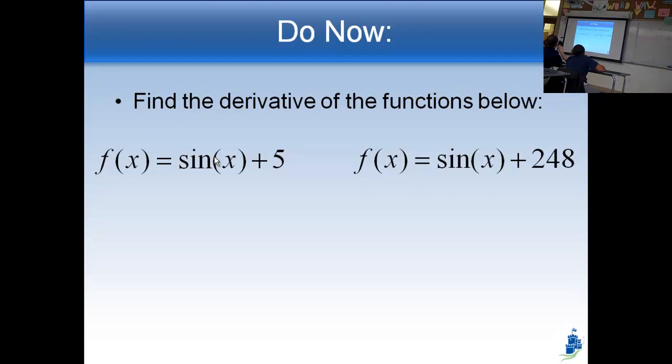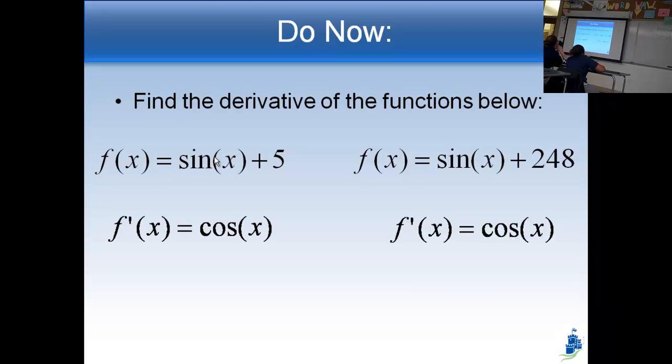All right. Anyway. So what's the derivative of sine x plus 5? It's cosine. Is it? Yeah. Yeah, that's right. What's the derivative of sine x plus 248? Okay, and the reason why this is the case, of course, is because the derivative of 5, the derivative of 248 is what? Right. The derivative of a constant is zero. So that's why both these functions have the same derivative.